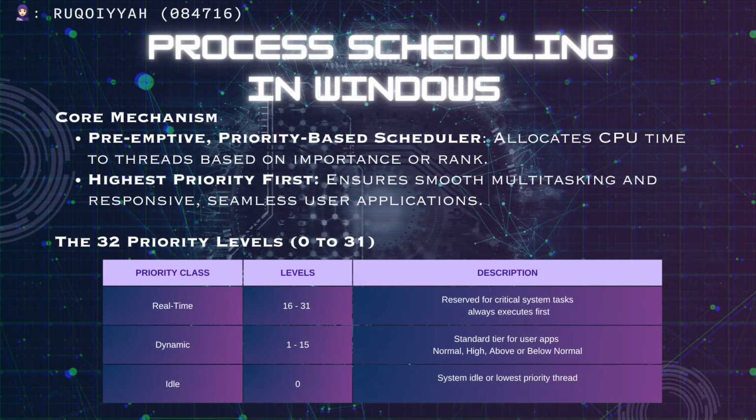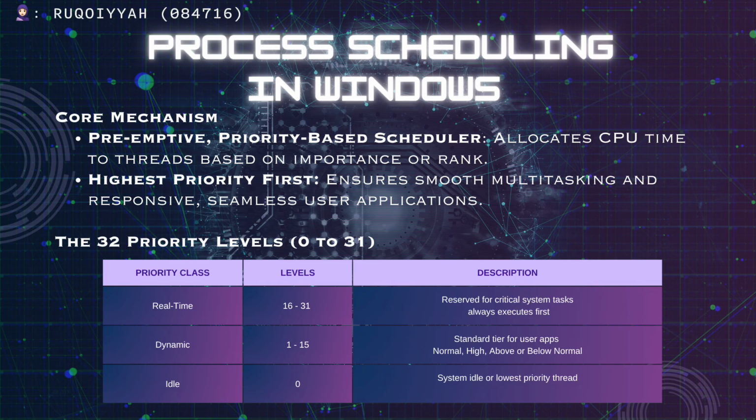Now we move on to the process scheduling for Windows. Windows uses a preemptive priority-based scheduler to allocate CPU time among competing threads. Priority scheduling is an operating system algorithm that allocates the CPU to processes based on an assigned rank or importance. The processes with the highest priority execute first. This system ensures smooth multitasking and responsiveness by giving preference to the thread with the highest priority. It handles both background computations and interactive user-facing applications seamlessly.